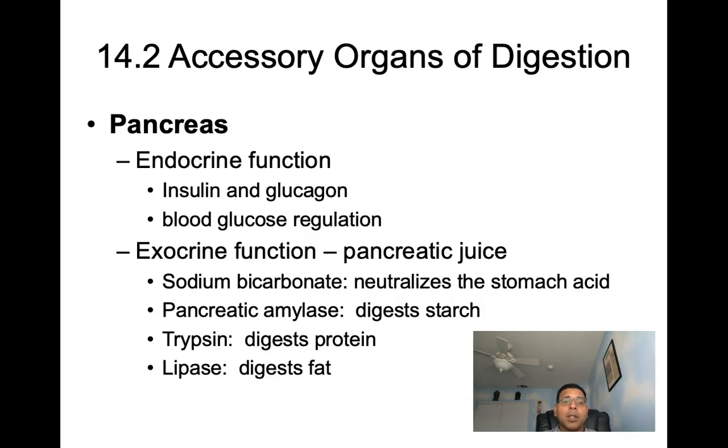Now, when we talk about its functions, you can see it's got both endocrine functions and exocrine functions. The endocrine functions include releasing insulin and glucagon, where its main function is to regulate blood glucose. The exocrine functions are to release pancreatic juice. Pancreatic juice contains sodium bicarbonate, which is going to neutralize stomach acid. Pancreatic amylase is one enzyme you need to know about, which will help digest starchy foods. Trypsin helps digest proteins. And then lipase helps digest fats, fatty foods.